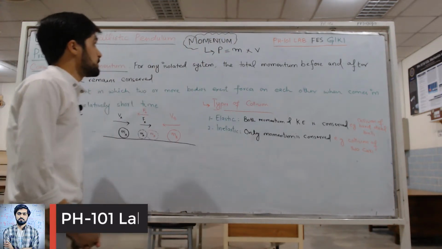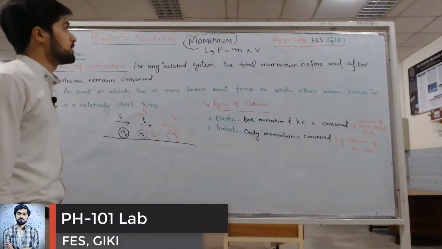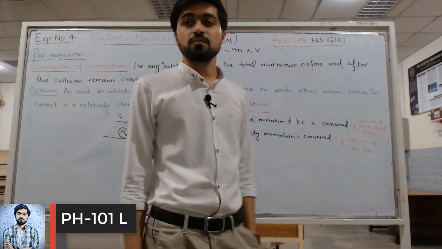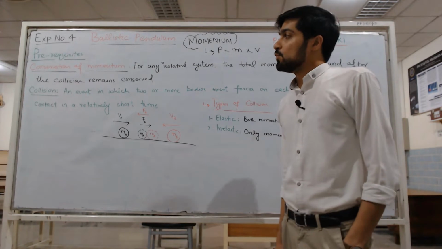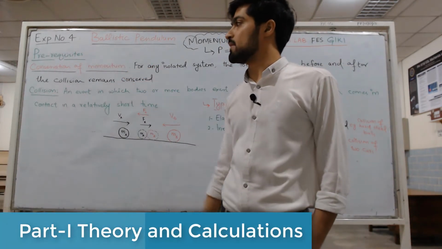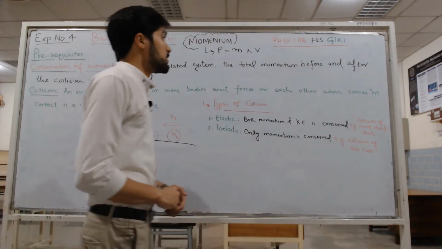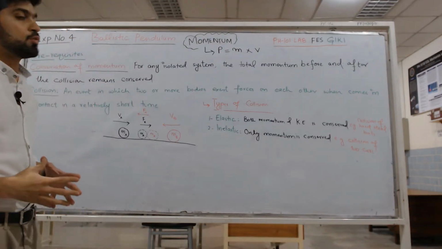Our today's experiment, our fourth experiment, is about the ballistic pendulum. In order to proceed, we must know the prerequisites required for this experiment. The first one is the conservation of momentum. First we need to know what momentum is.